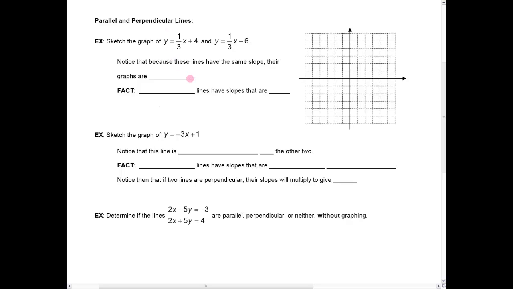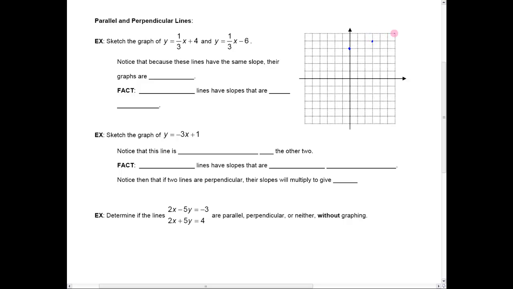Hello everyone. In this lesson I would like to talk about parallel and perpendicular lines. I'm going to start off by sketching the graph of these two lines, and the first one has a y-intercept of 4, so let's go up here to 4 and put a dot, and then a slope of a third. So I can think of that slope as either a rise of 1 and a run of 3.